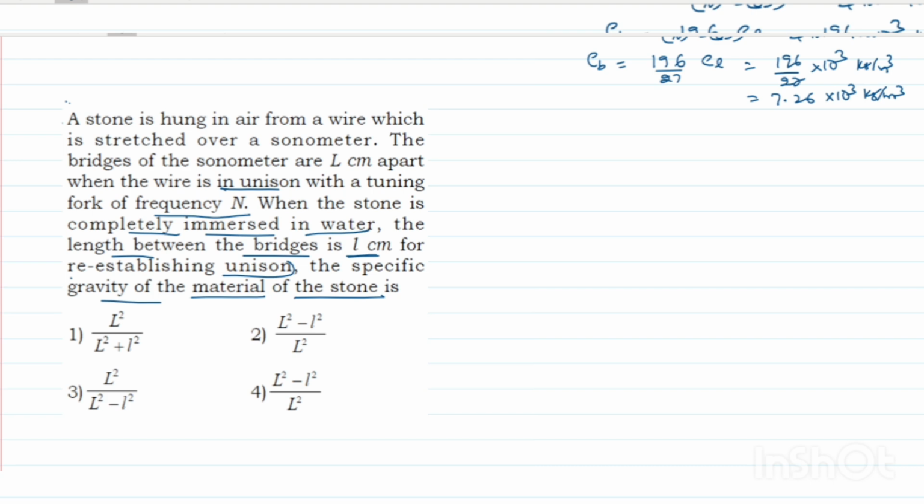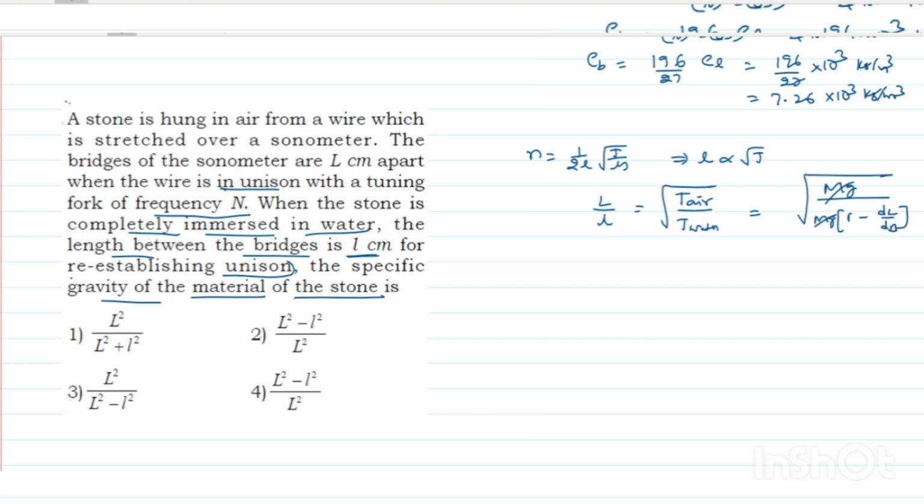So they are producing unison, students, that means the frequencies will be the same. N equals 1 by 2L into root over T by mu. Relating length and T, L is directly proportional to root T. Initial length is given as capital L and final length is given as small l, which will be equivalent to the square root of the tension in air and the tension in water. In air, T is mg; in water, mg into 1 minus density of the liquid by density of the body, all under root.